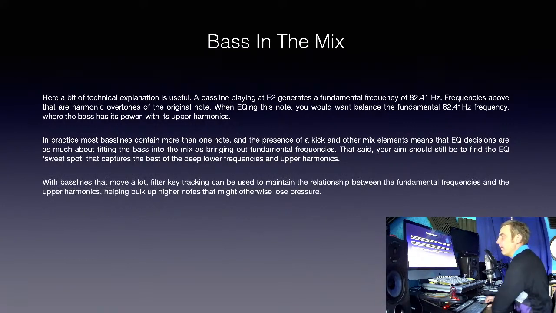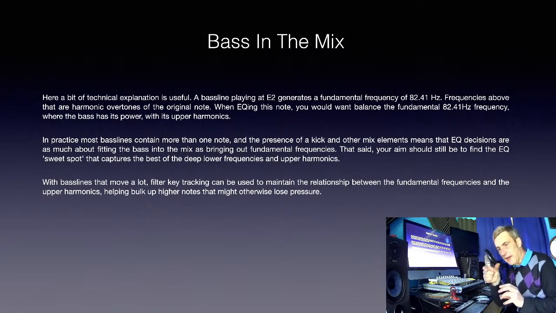With bass lines that move a lot, use filter key tracking. On a synthesizer's filter section on the panel, you usually have a filter key tracking. You can automate that. It's used to maintain the relationship between the fundamental frequencies and the upper harmonics, helping bulk up higher notes that might otherwise lose pressure. So again, you could just automate the key tracking. If you're going to lose pressure with some of the notes, bring the key tracking slightly up on the filter, and that will bring in the harmonics so that you don't lose the pressure of those notes.